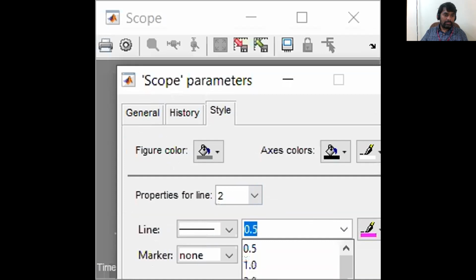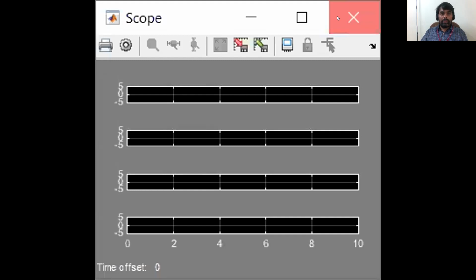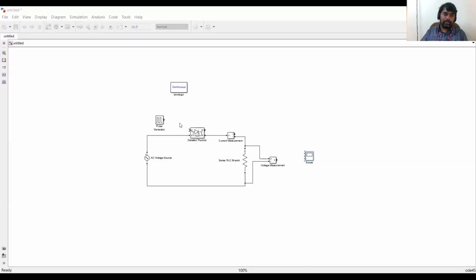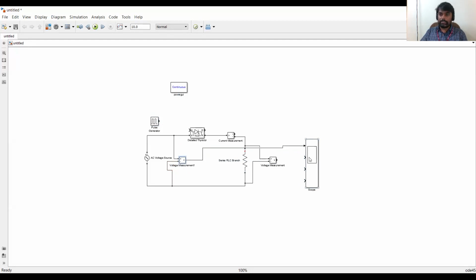Okay, let us increase the line width to 3. Now I will go to the untitled page again. I can see the untitled page here. Now the first input to the scope is the input voltage. To see the input waveform, you just connect a voltage measurement block across the input source, and the output of this voltage measurement block is connected to the scope first terminal, and second one is the pulse.